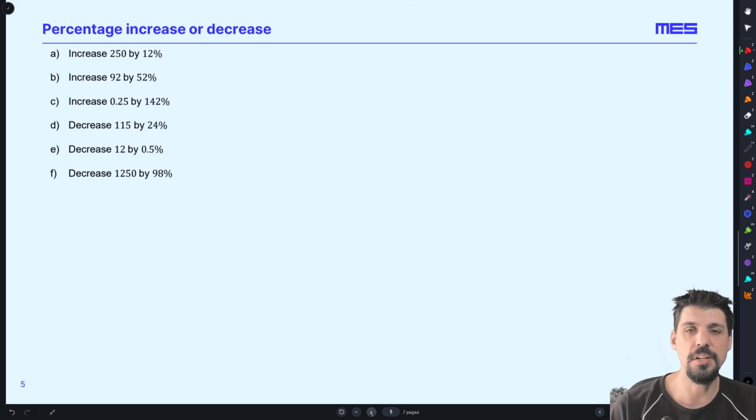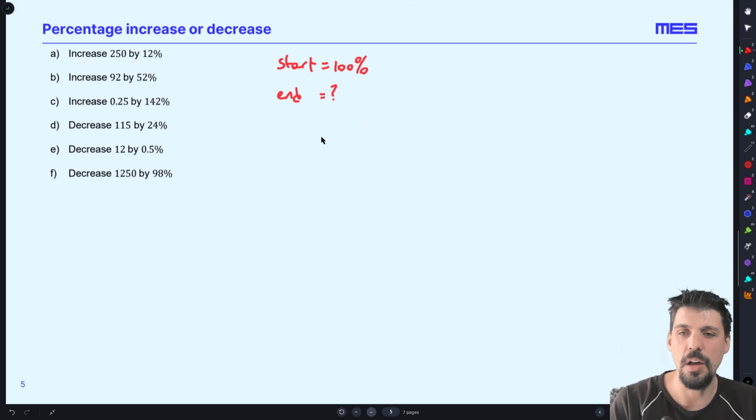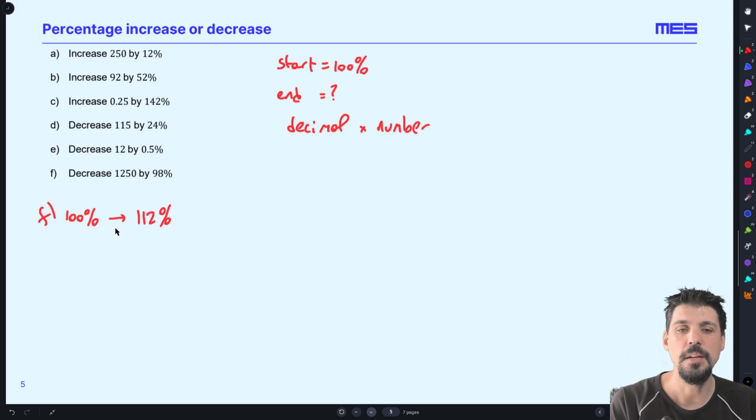Now we can look at percentage increase or decrease. The easiest way is to say your starting amount is 100%. What do you have afterwards? And then we're going to do our decimal and multiply. So what do I mean by that? If I want to increase something by 12%, if you start at 100% and you increase it by 12%, you end up with 112% of something.